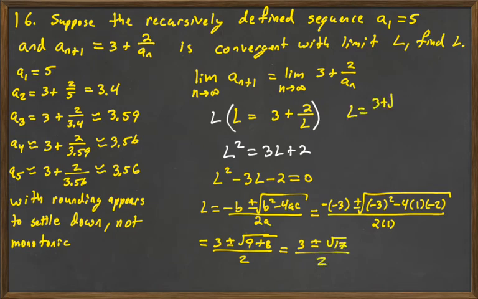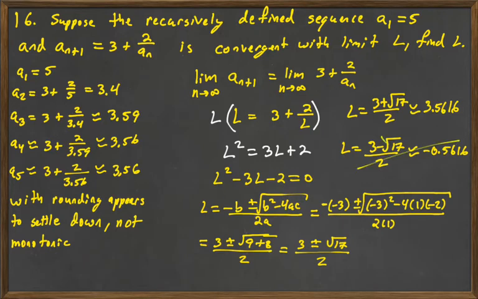So the limit is either 3 plus the square root of 17 over 2, which is approximately 3.5616, or the limit is equal to 3 minus the square root of 17 over 2, which is approximately -0.5616. So which one is probably going to be the limit is the positive one. Because we're doing 3 plus 2 over a sub n, we're adding positive numbers, so we're not going to ever get a negative number, so we're going to throw out the negative limit there as an extraneous solution.